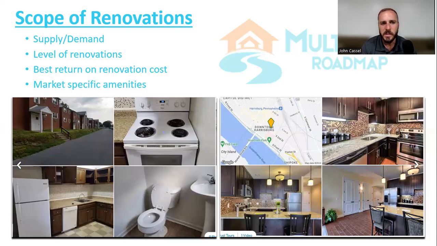And then just what market specific amenities do people want in this area? What are common? What are people kind of looking for? That can vary by area. So just know your area well. Know which ones they want. Do they want washers and dryers? Do people not really care about washers and dryers? That kind of stuff, you've got to know that. So you're not putting stuff in your units that's not going to add any value to the property because the tenant base doesn't really want it.